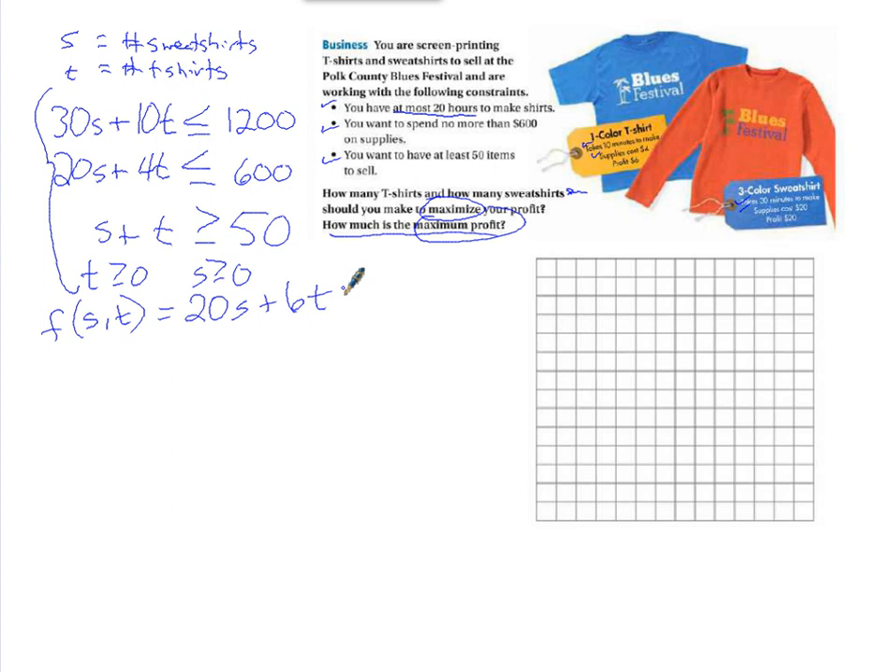Okay, so from this situation right here, you have now created the constraints and the model so you can figure out, if this was you trying to make money here, which situation will give you the best chance to make the most amount of money.